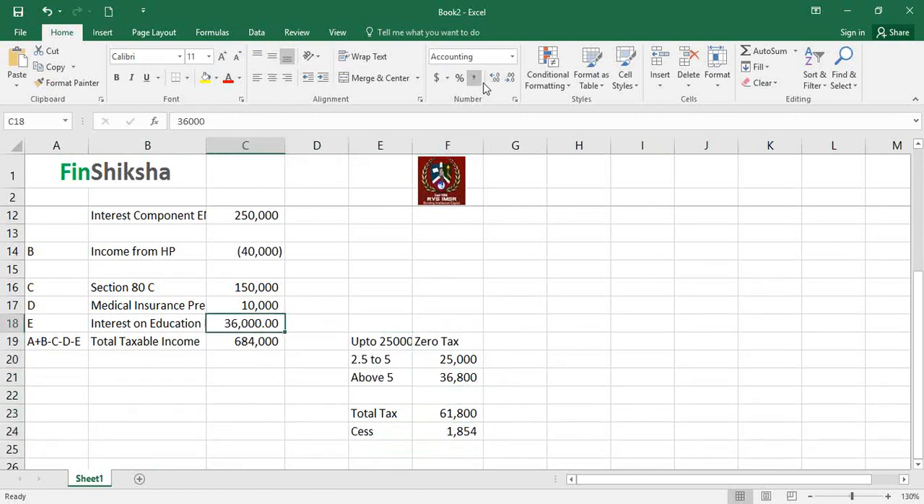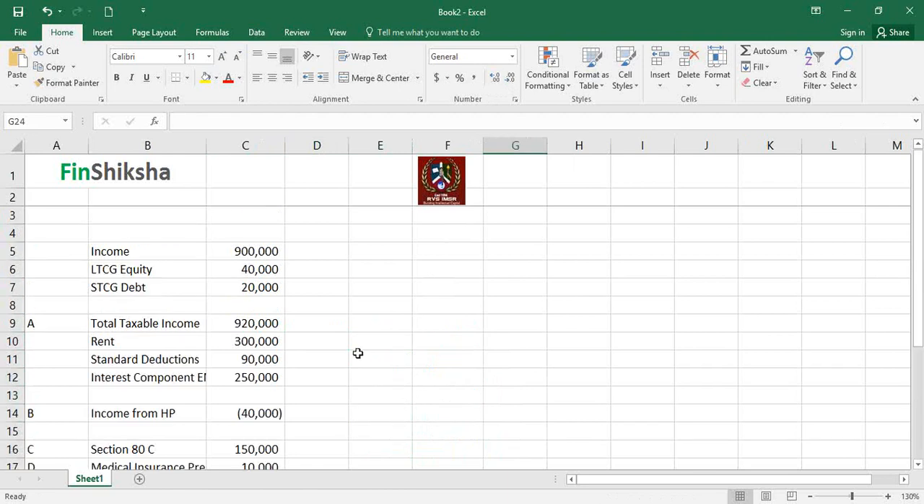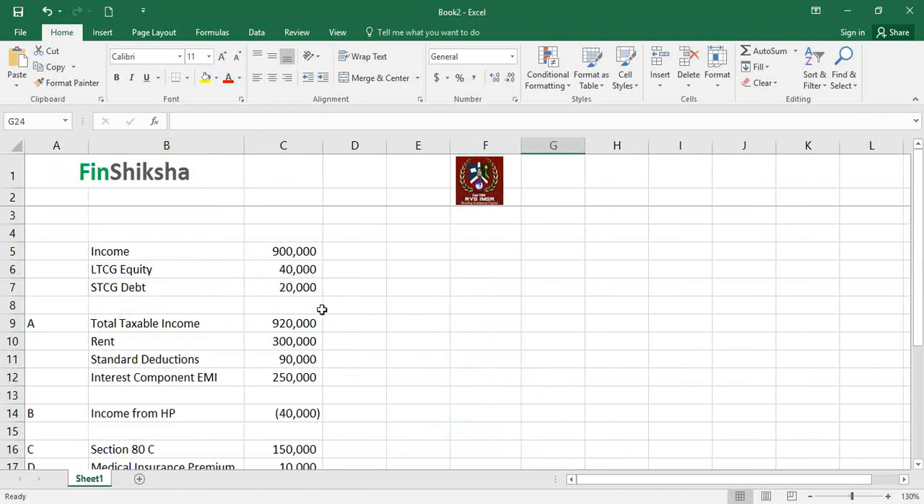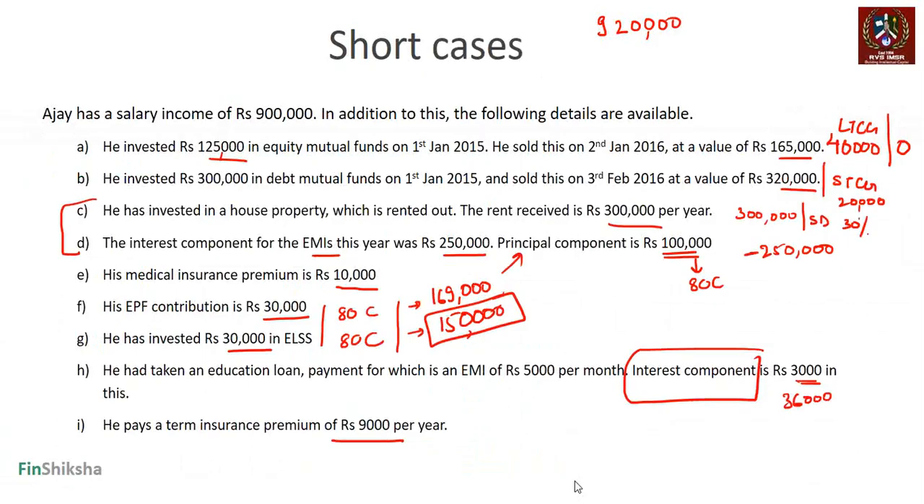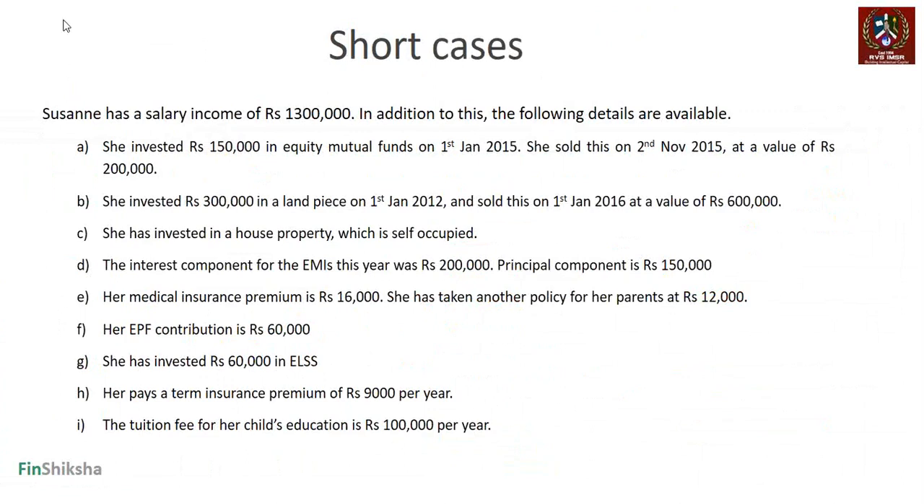So if you have an education loan, that is beneficial in terms of your final income calculation and the tax that someone ends up paying at a certain income level. So that's something that is interesting that we have seen. Let's take another case very quickly.